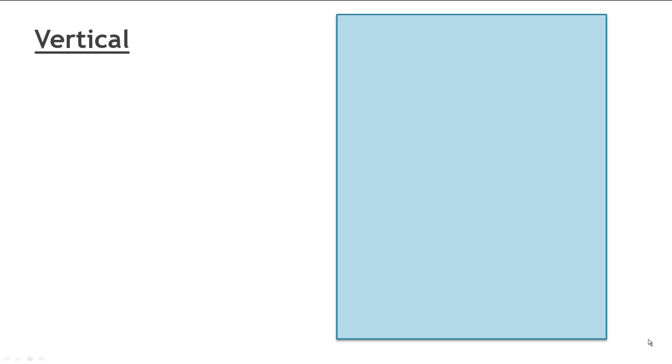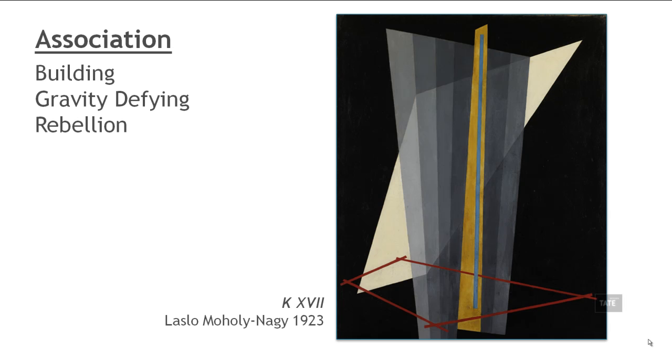A vertical format is a prolonged rectangle in a vertical direction and is sometimes referred to as portrait format. Some of the key associations with vertical format are a connection to construction or building, a reflection on the power it takes to defy gravity and to create a building or to stand vertically.